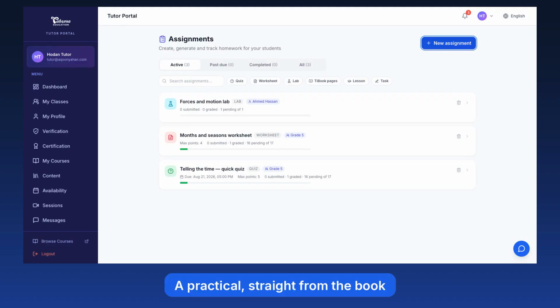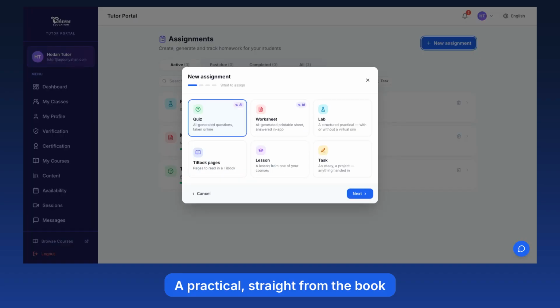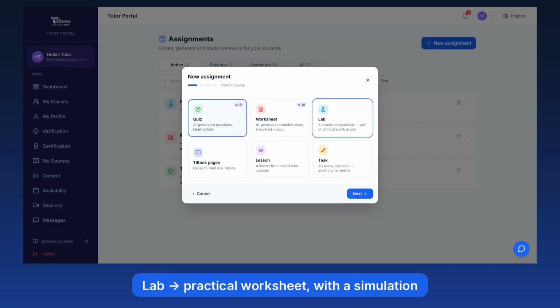This is the tutor's assignments page, and today's job is a physics practical, the Simple Pendulum, exactly as it appears in the Cambridge practical book. We will set it as a lab assignment, attach the matching virtual laboratory, and have it marked by the end of this video. Pick lab.